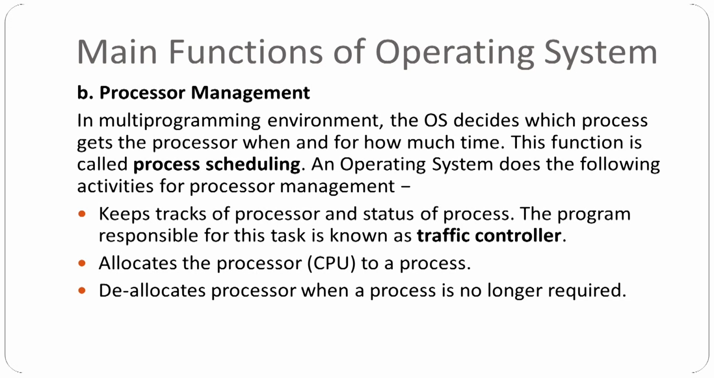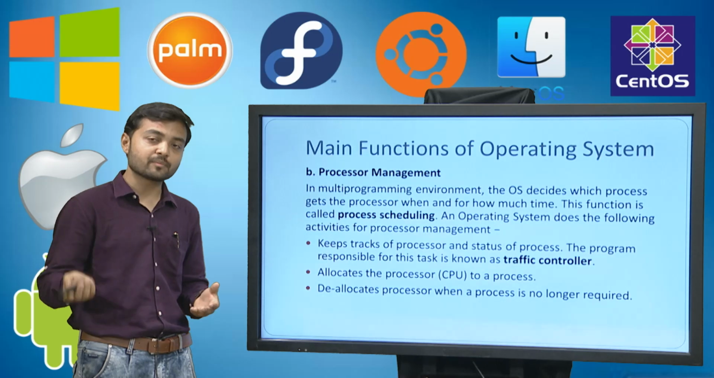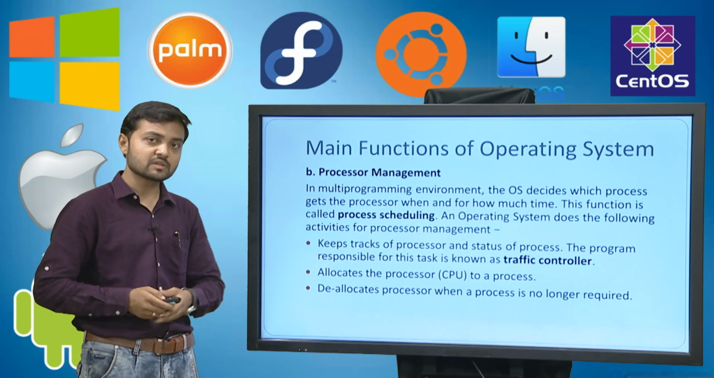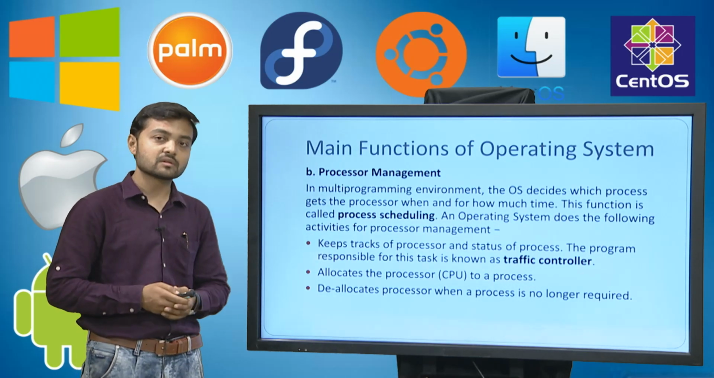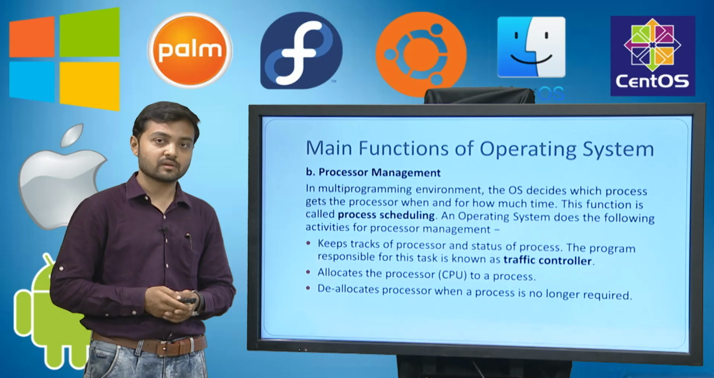An operating system does the following activities for processor management. First, it keeps track of the processor and the status of the process. The program responsible for this task is called the traffic controller. It allocates the processor to the process. It deallocates the processor from the process. So this is what the operating system does for processor management.